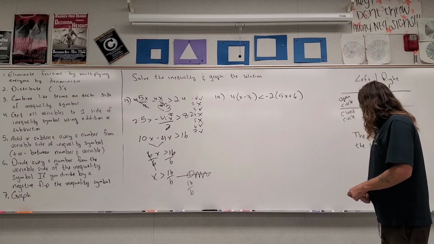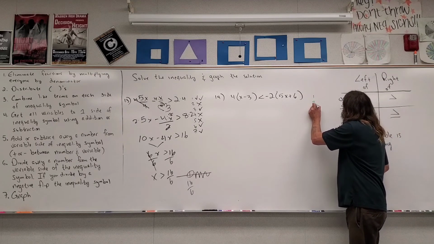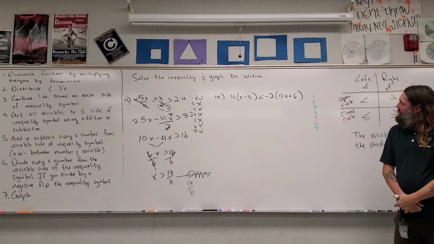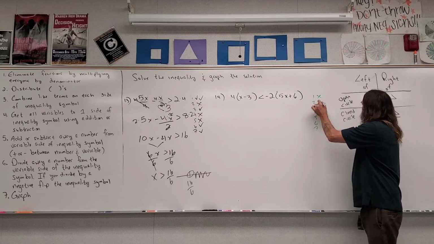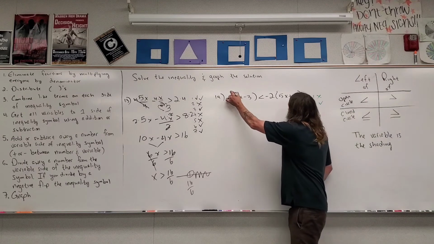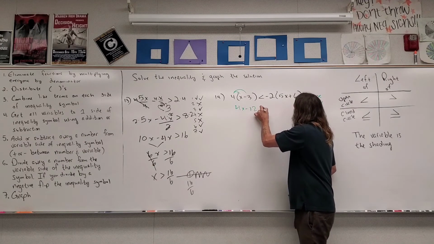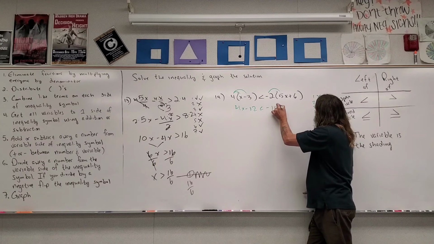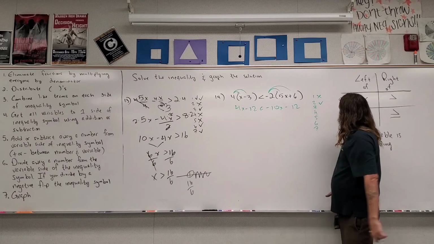All right, problem number 14, last problem. Can I eliminate fractions in this problem? No, I cannot. Can I distribute in this problem? Do I have parentheses? Yes, I can, because I have parentheses. So I have 4 times x, that gets me to 4x. 4 times negative 3 gets me to negative 12. Negative 2 times positive 5 is going to get me to negative 10x. And negative 2 times positive 6 is going to get me to negative 12.